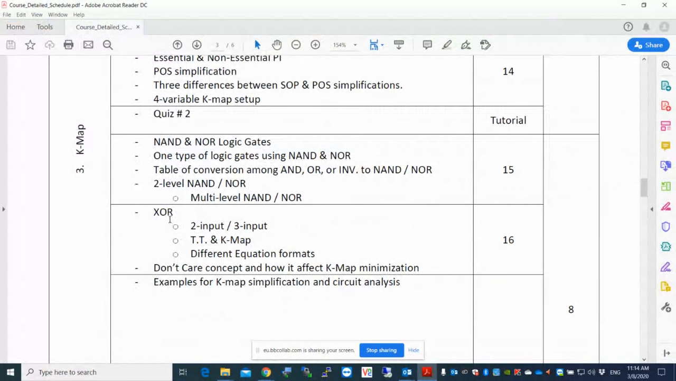As in the previous recording, we have talked about the XOR and XNOR, and we have shown an example of how to use and utilize them. We want to continue this lecture by talking about the 3 input XOR, and also we want to demonstrate the TT and the K-map for both 2 input and 3 input XOR gates.